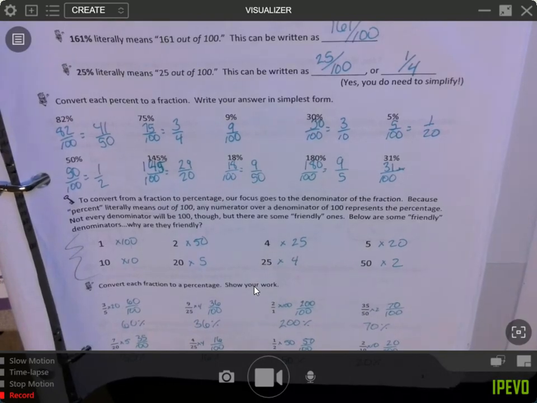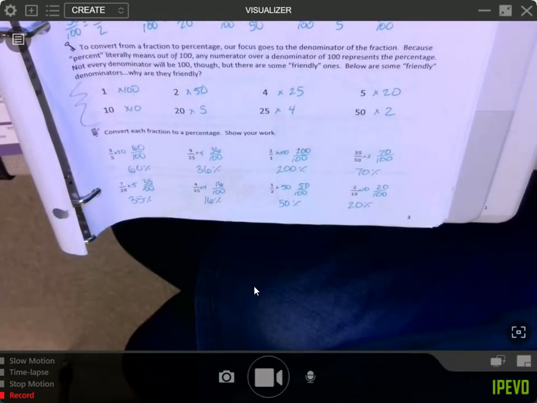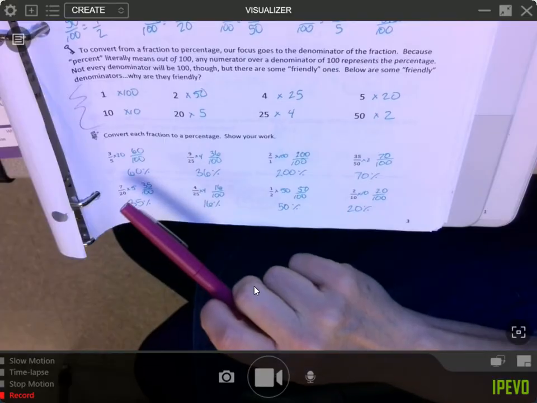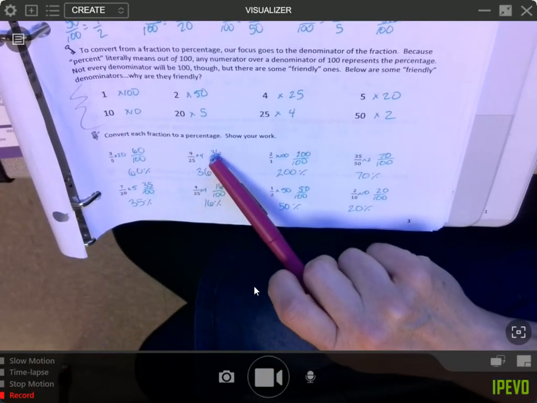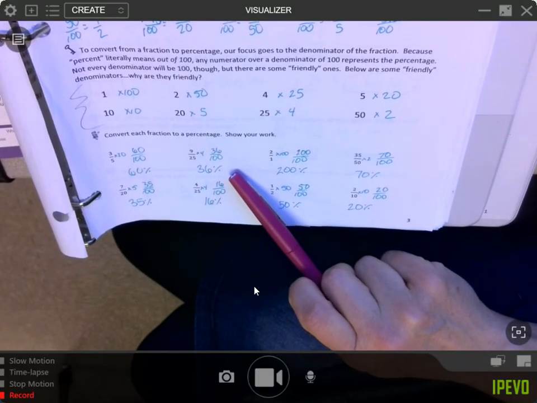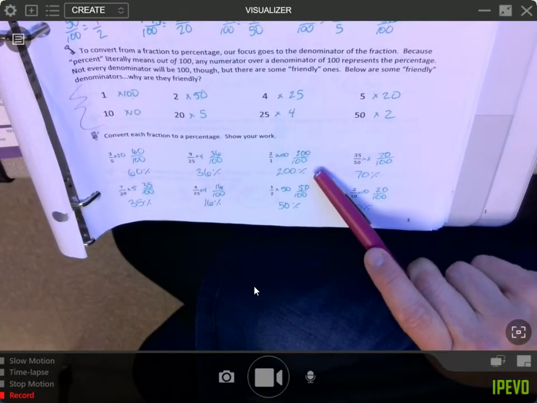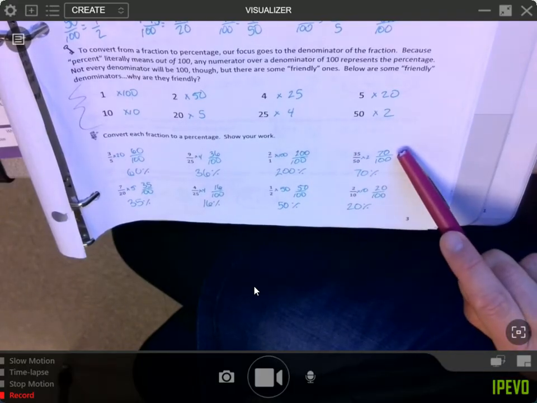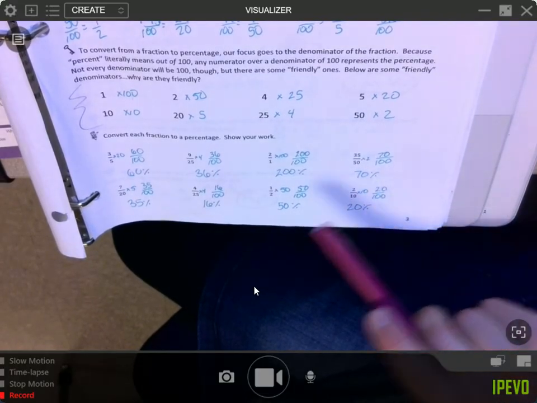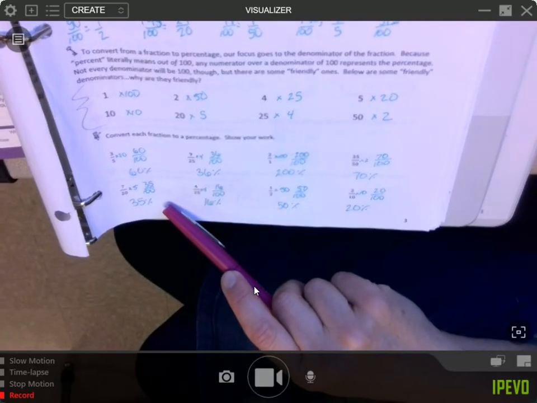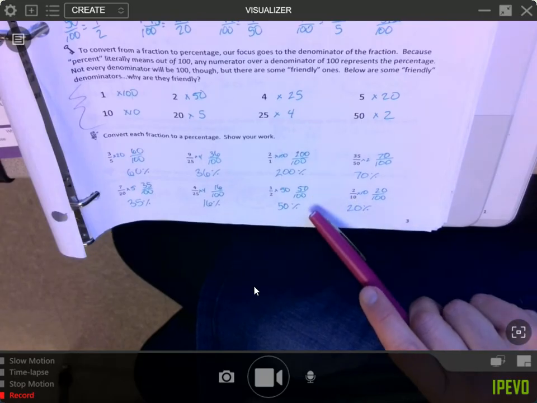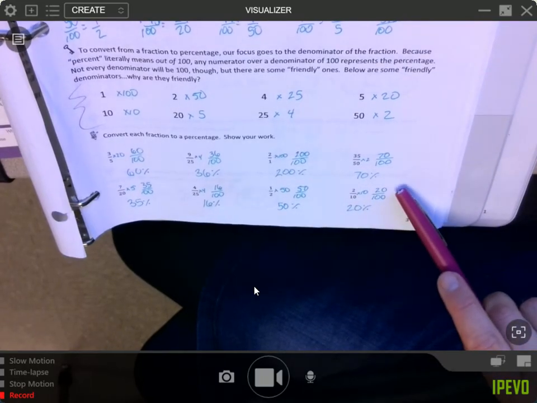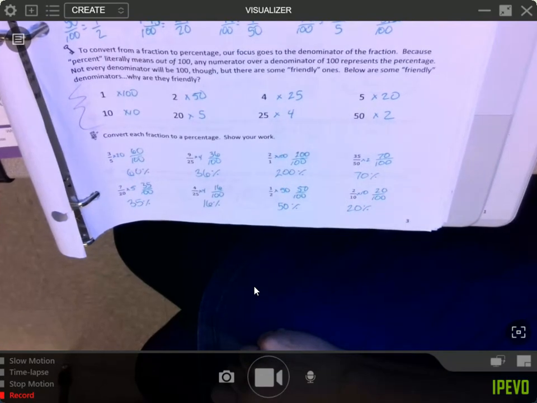All right, let's look at converting fractions to percents. 3/5 is 60%. 9/25 is 36%. 2/1 is 200%. 35/50 is 70%. 7/20 is 35%, 4/25 is 16%, 1/2 is 50%, 2/10 is 20%. Any questions on those?